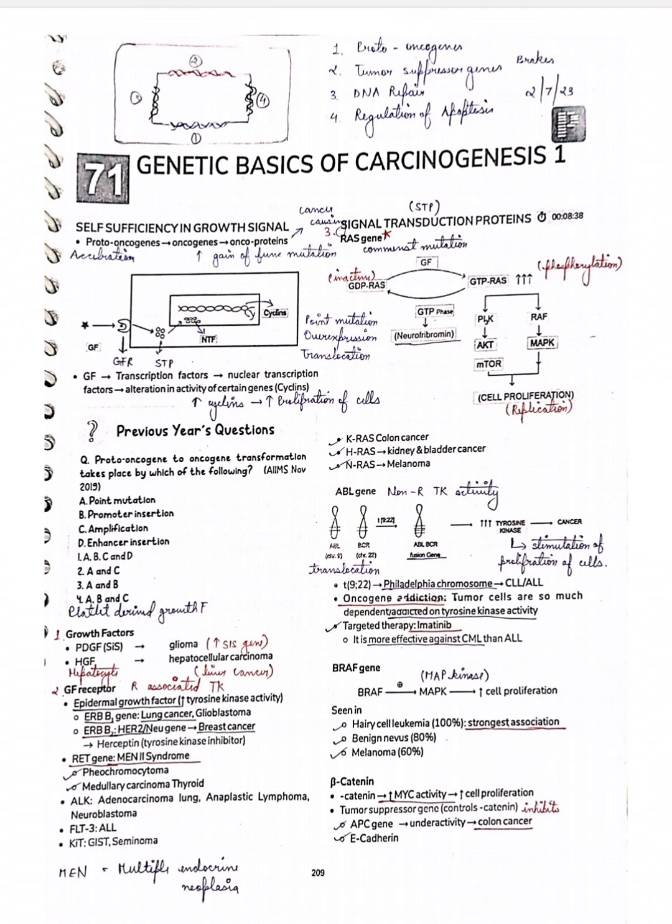So we have discussed 3 genes, and the 4th one is beta-catenin. Beta-catenin leads to an increase in MYC gene activity that leads to an increase in cell proliferation. There are some tumor suppressor genes that are responsible for controlling or inhibiting catenin, that are the APC gene and E-cadherin. An example of this is colon cancer. So under the topic of signal transduction proteins, we discussed 4 genes: the RAS gene, ABL gene, BRAF gene, and the beta-catenin gene.